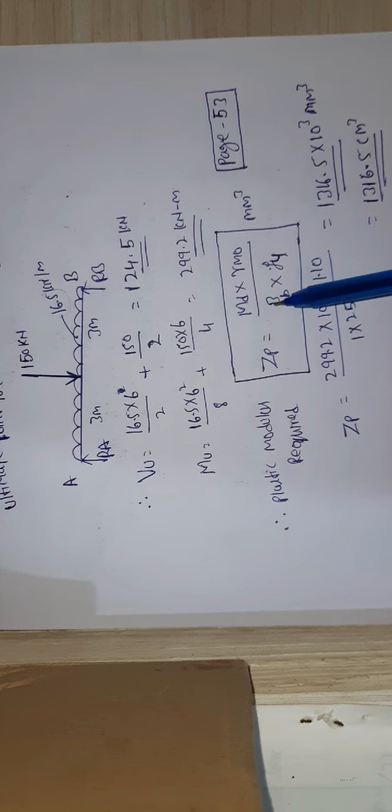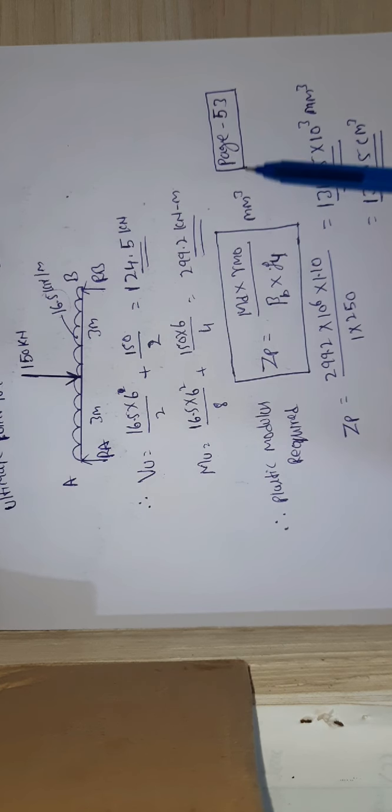So let us assume that my section is plastic. Initially I will assume it is plastic, so beta b is taken as 1, and Fy is taken as 250. The unit will be in millimeter cube. So that's how we need to calculate ZP. That's how I calculated ZP.